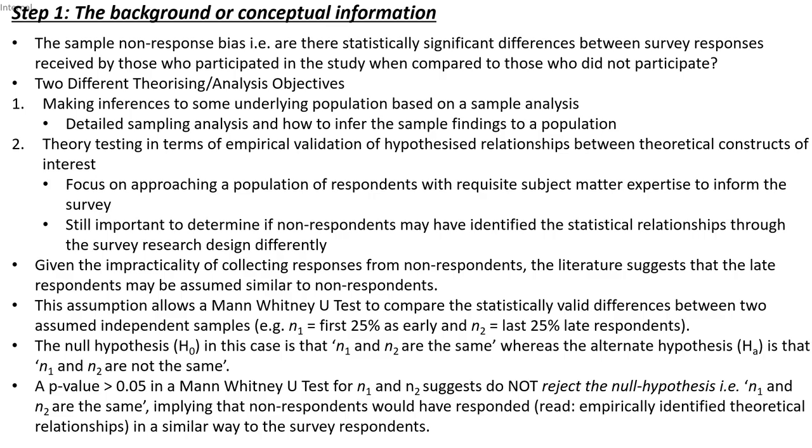If that is the case, then we can do a hypothesis testing with the two hypotheses being: null, that they are the same, the two subsamples are the same, and alternate, that they're not the same. We get the p-value and make a decision whether there is a possibility that the relationships that are identified would have been identified differently by the non-respondents. So that's the conceptual background.